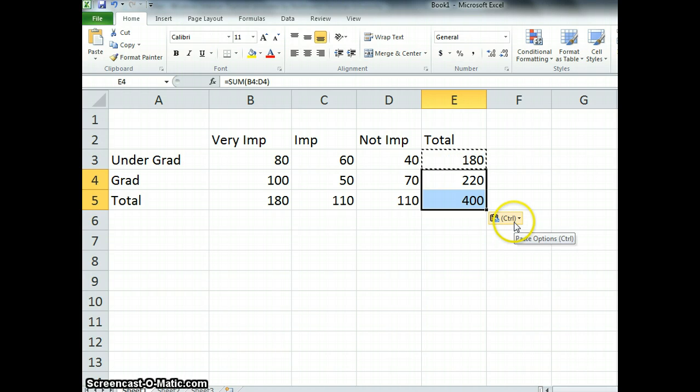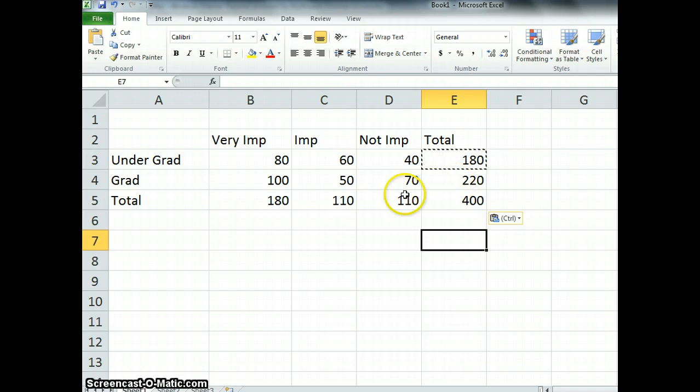Great, so now notice I've got some new information. It turns out my survey asked 180 undergrads and 220 grad students. Total 180 people thought this was very important, etc. And then this bottom, the total of the totals, this tells me that there were exactly 400 people who answered the survey.